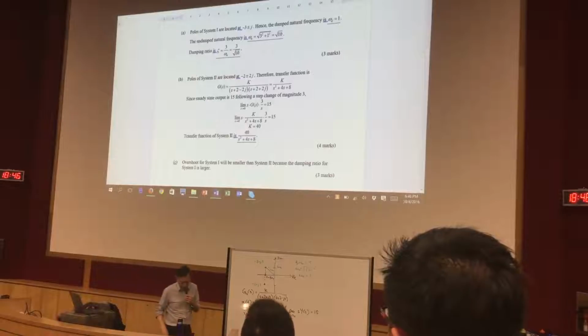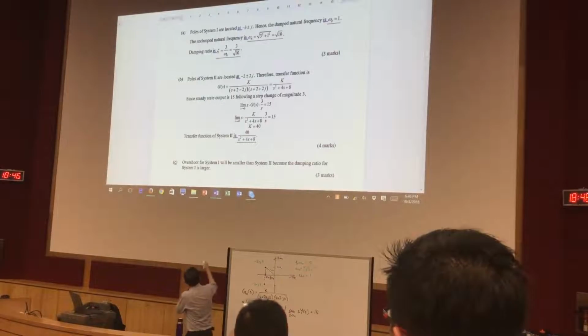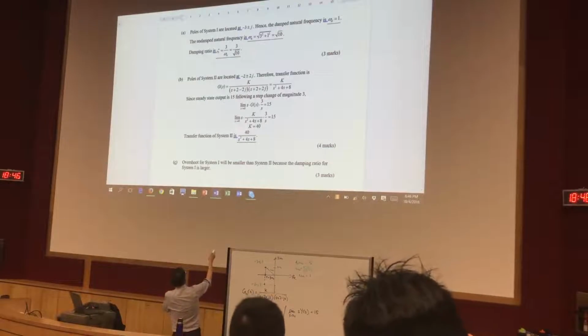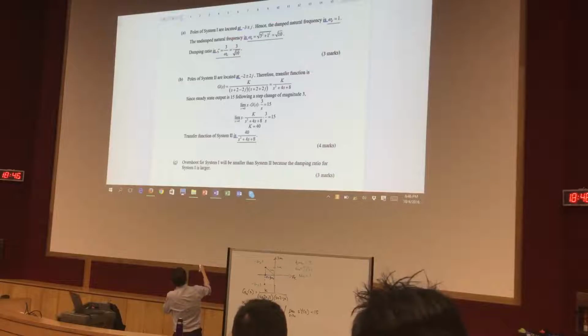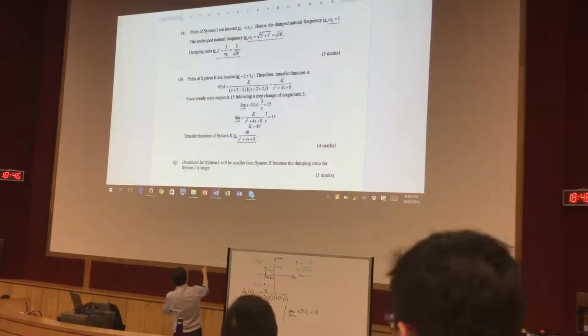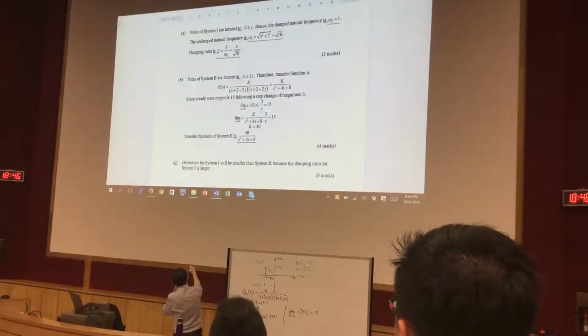Alright, so it's there. The first part, omega d, omega n, find zeta. And this is the K, and you work it out, you find K is 40, so the transfer function is this. Okay, and overshoot. System 1 will be smaller than system 2 because the damping ratio for system 1 is larger. Okay, it's the other way around.